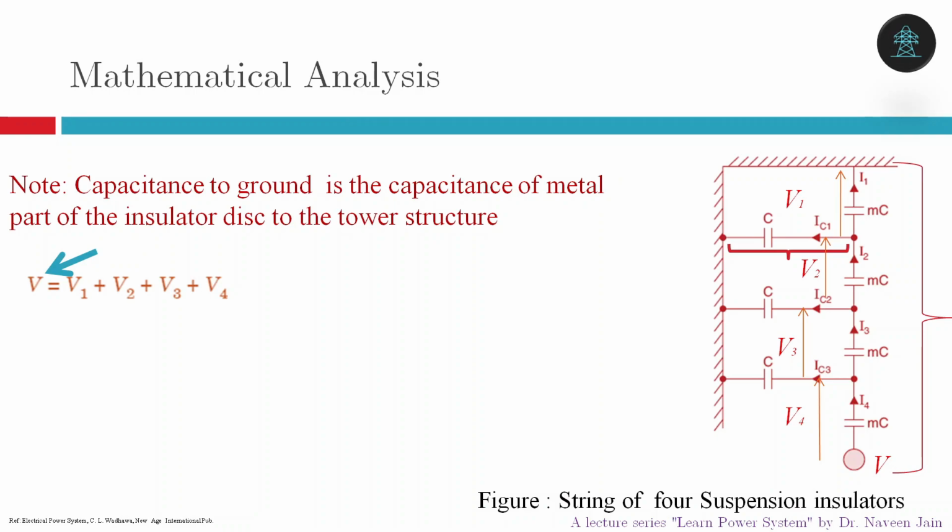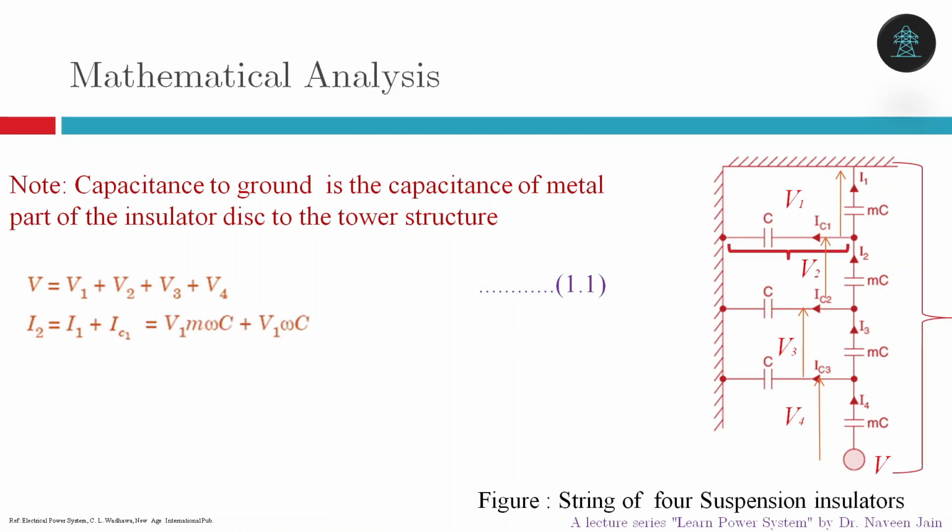V is the voltage of the power conductor. V1, V2, V3 and V4 are the drops across all the four insulators and their sum is V, that is equal to the voltage of the power conductor. Let us apply KCL at this node: I2 is the sum of I1 and IC1.